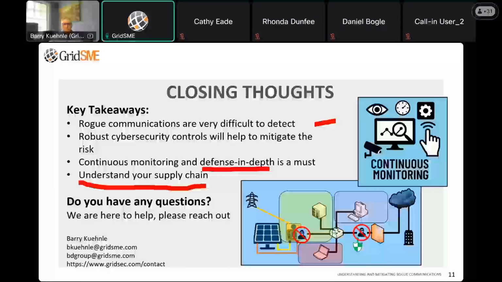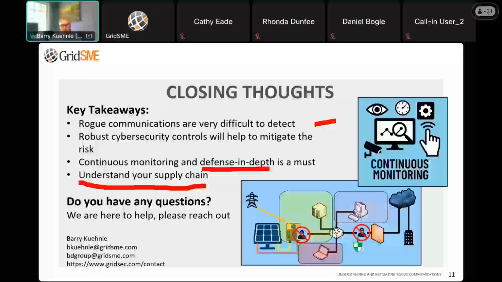Awesome. Next question. We've got quite a few. From Paolo, does CIP 15 apply to all impact categories or only medium and high? And a follow-up, does GridSME have any indication on what NERC may do with the recent warnings on rogue comms devices found in IBRs? Or do you have any indication if they will be sending out a NERC alert or RFI, etc.? Okay. So two-part question.